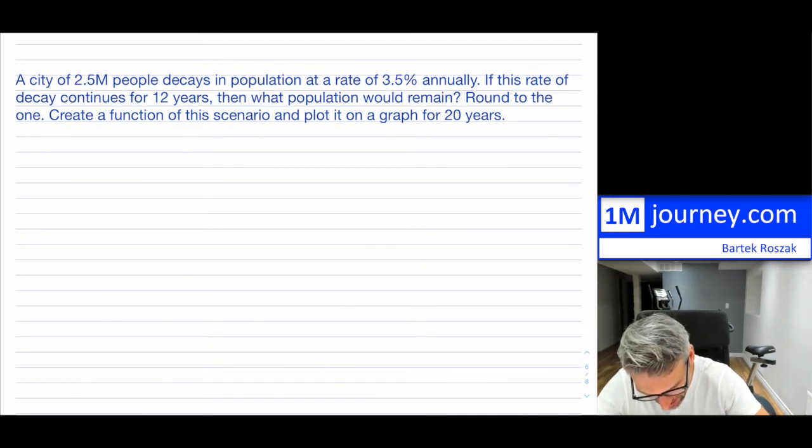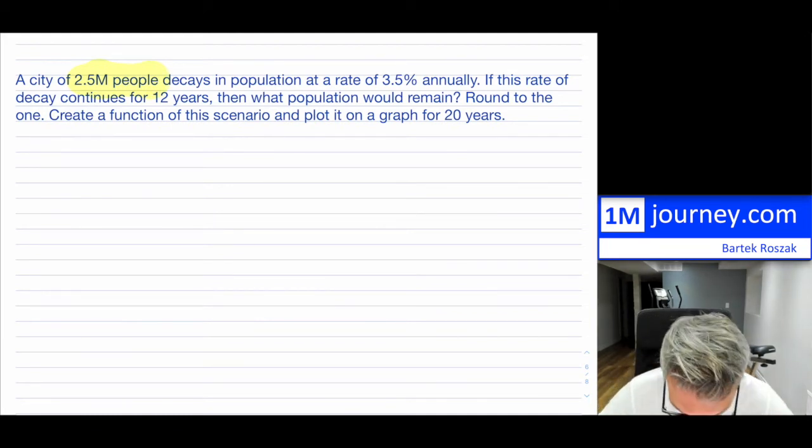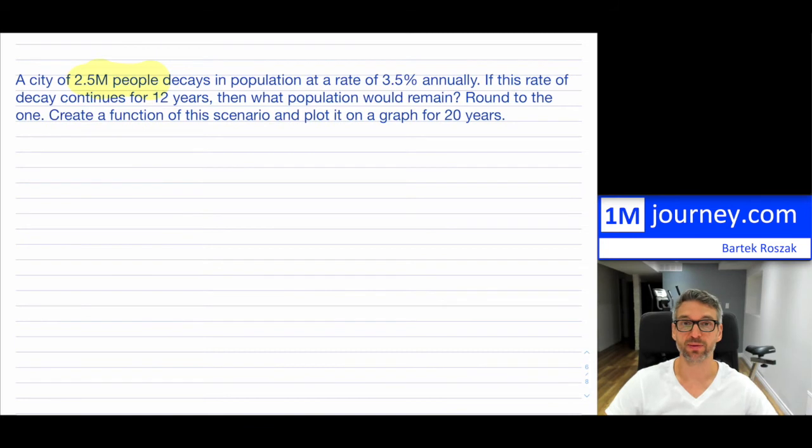For instance, here it says a city of 2.5 M, by the way, the capital M means million. So I have a city of 2.5 million people, and it's decaying in population. Maybe people are leaving, which happens, right? Maybe it was a popular city, and all of a sudden something happens. People start losing jobs, so people start slowly leaving. So here it says annually we are decaying: people are leaving at a rate of 3.5% annually. If this rate of decay continues for 12 years, what population would remain? Round to the ones, and then create a function of this scenario and plot it on a graph for 20 years.